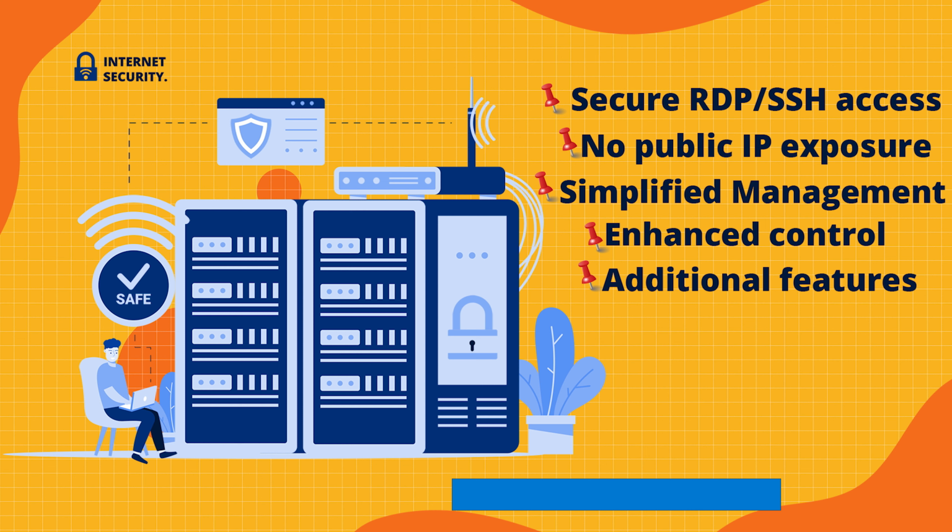Here are some of the key features of Azure Bastion. Secure RDP/SSH access. You can connect to your VM using remote desktop protocol RDP or secure shell protocol SSH directly within your portal or through your local RDP and SSH client. No public IP address exposure. Bastion acts as a secure gateway, eliminating the need for public IP addresses on your VMs, thereby reducing the attack surface. It also simplifies management.